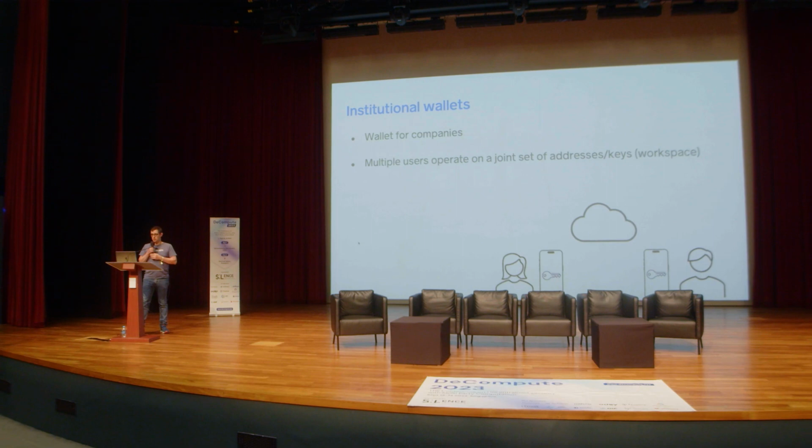So we're talking about an institutional wallet, which, the basic thing that you need to know, is essentially a wallet for companies. You can think about it as a set of users who need to operate on a joint set of addresses and a joint set of private keys. For this talk, we refer to a single deployment of a wallet as a workspace that serves, say, a single company. The problem we're interested in is how do we add a new user to the workspace?